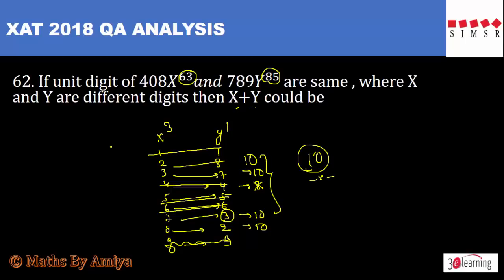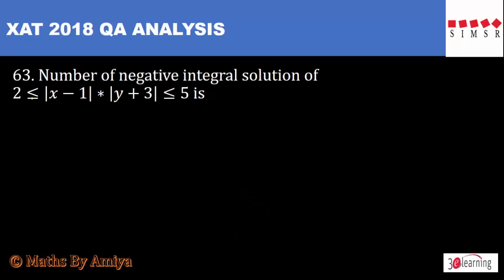One of the easiest questions of XAT. Question number 63, negative integral solutions of this one. Again the easy one. If you understand the question, this one is an easy question. We want the product value to be 2, 3, 4, 5. Since all are integers, the answer should be integral.